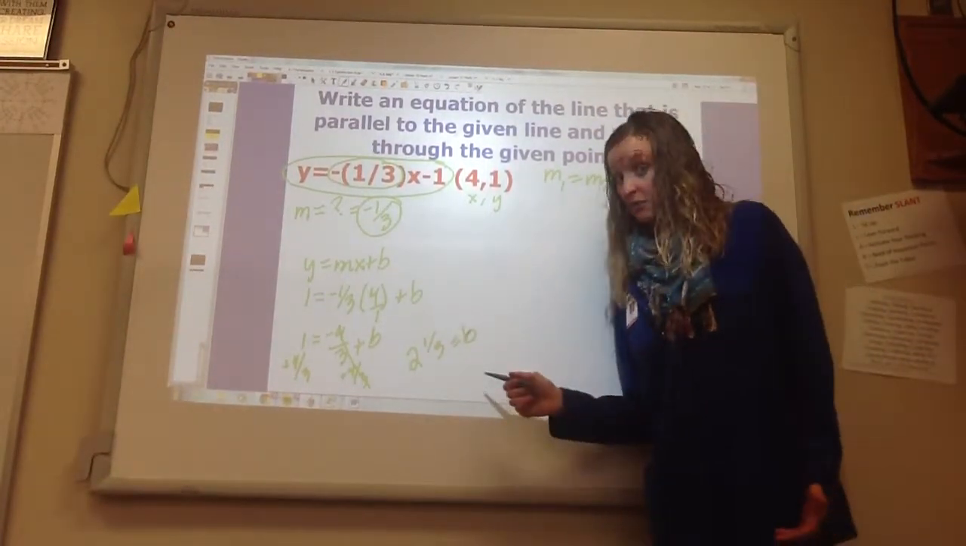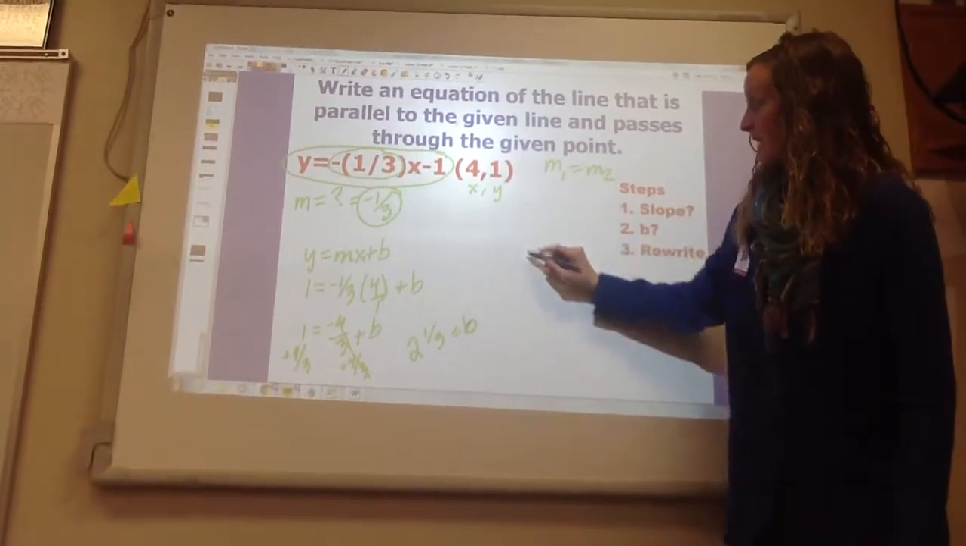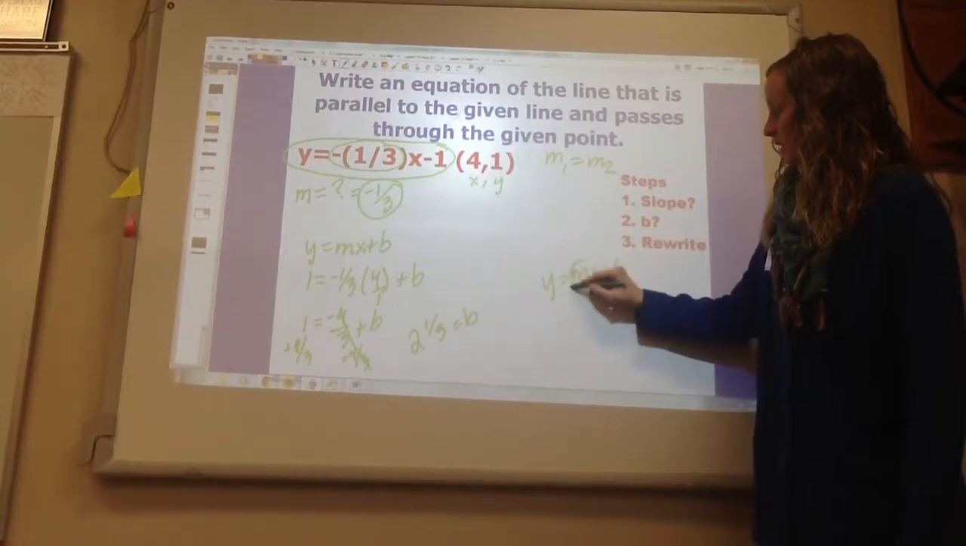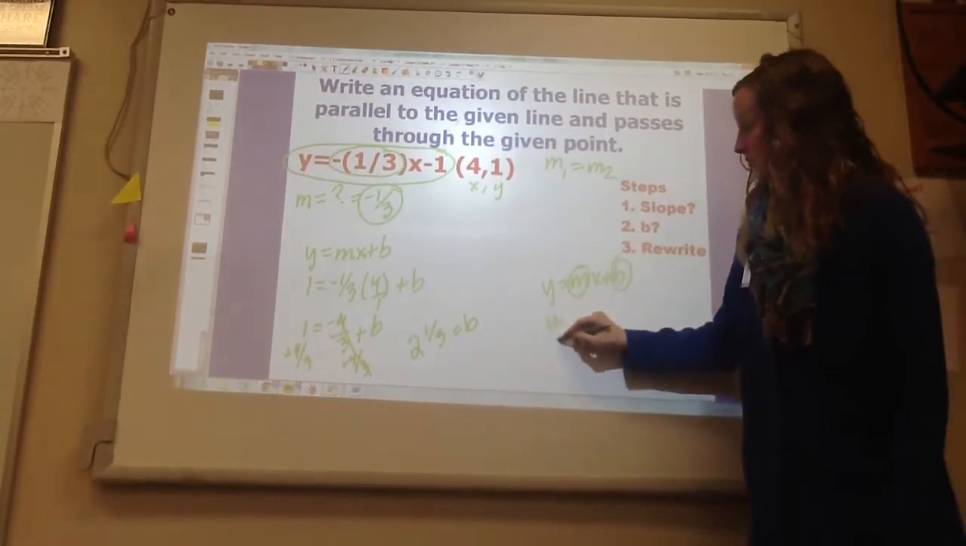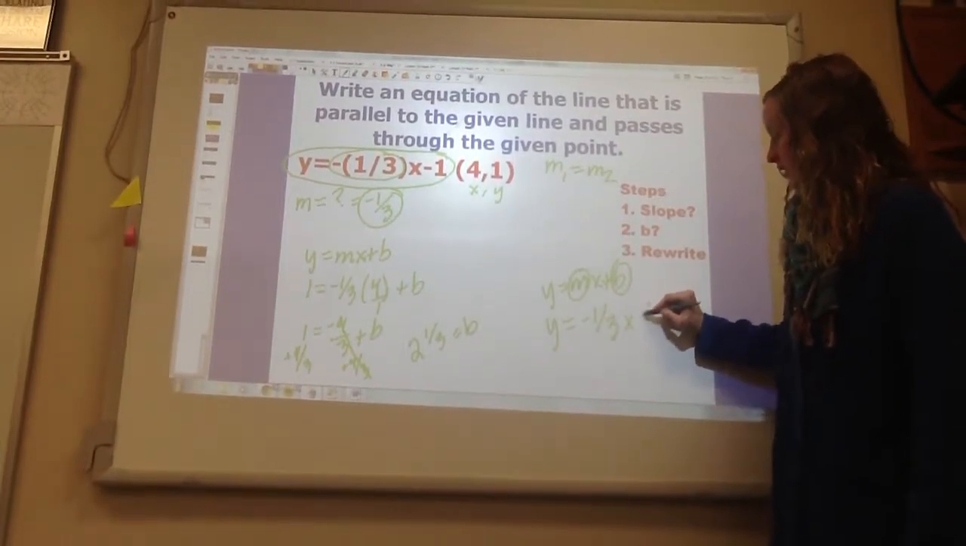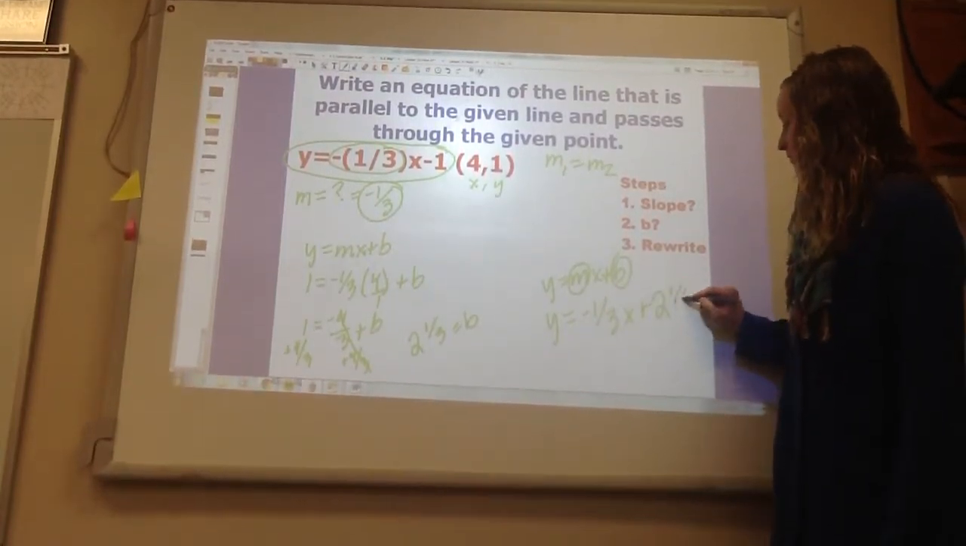Now that's just talking about the y-intercept. So once again, we plug it back into our original equation, y equals mx plus b. We always plug in our slope and our y-intercept, so we get y equals -1/3 x plus 2 1/3.